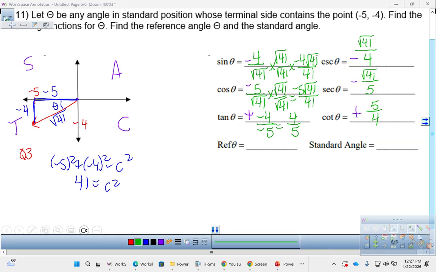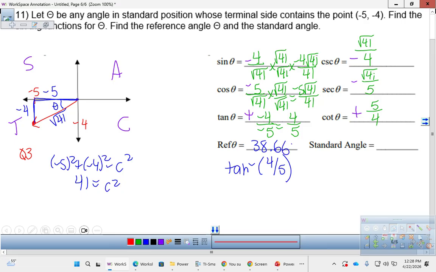All right, now take your time to choose which of these trig functions you're going to use and find the reference angle. Remember, the reference angle should be something between 0 and 90 degrees. It should be positive. I'm choosing to do the tangent inverse of 4/5 because there's no root in that. And when I do that, I get 38.66 degrees.